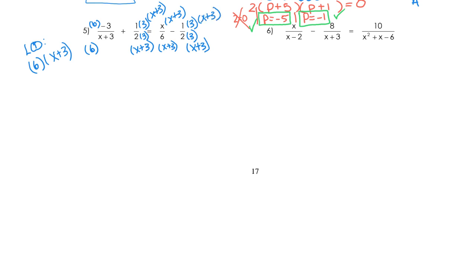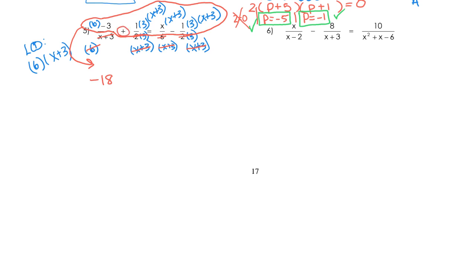Whew, okay, here we go. There's 6 and x plus 3. That makes 6 and x plus 3. That's 6, and that's x plus 3. So now all we have to do is take our numerators and very carefully figure out what do we have here. So the very first fraction would be 6 times negative 3, which is negative 18.